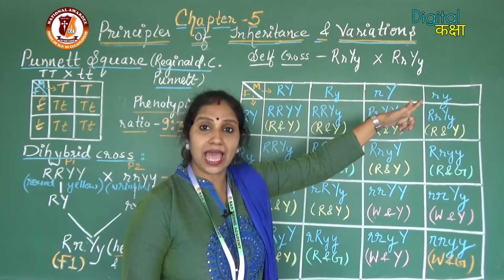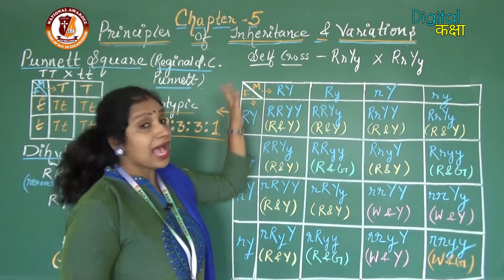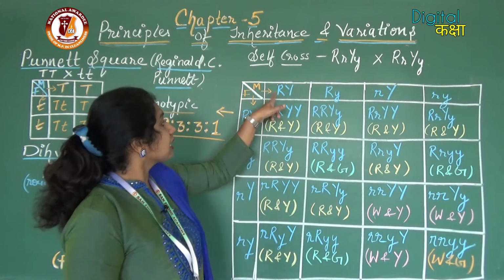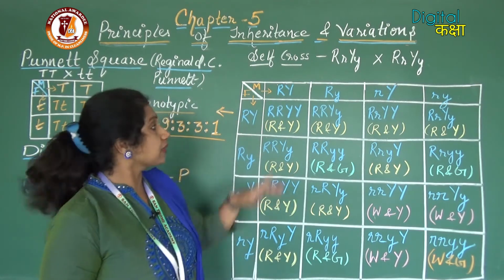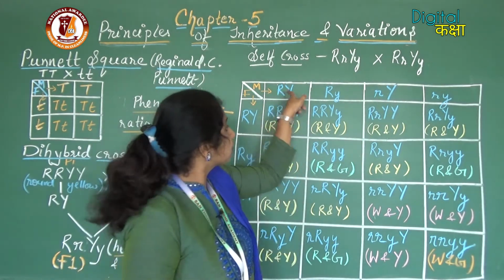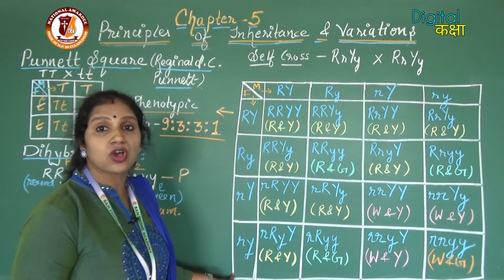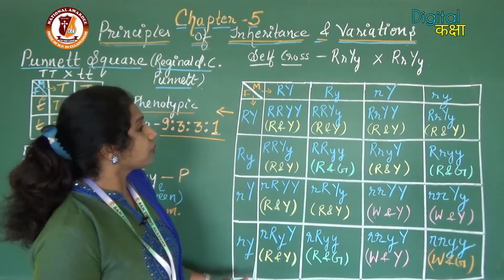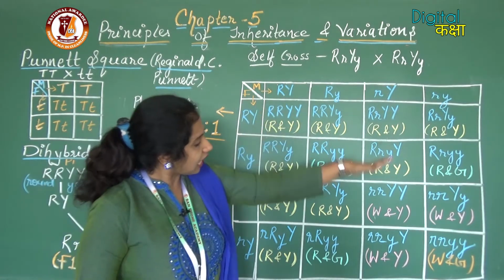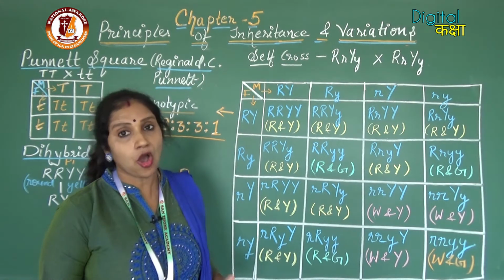The same gametes will be written on this side also. As it is self-crossed or self-pollination, the gametes remain the same, so the same combination of alleles is written on this side and the same combination is written on the other side. When we cross them, we can get a variety of resultants or variety of offsprings.